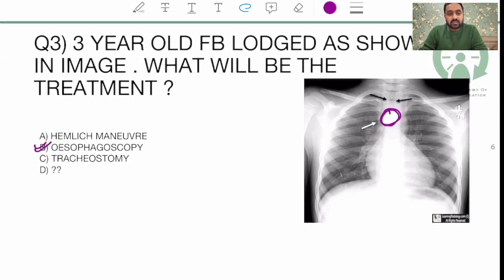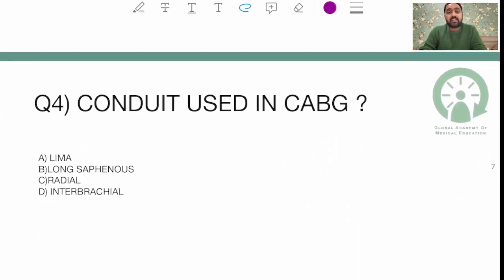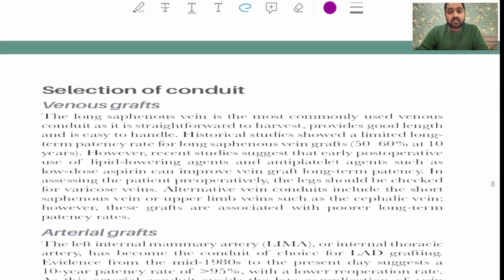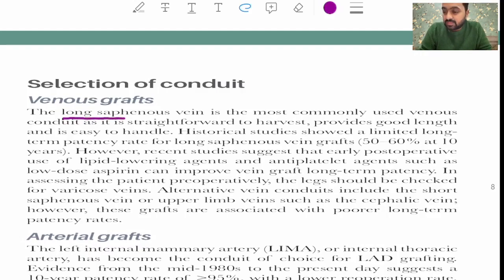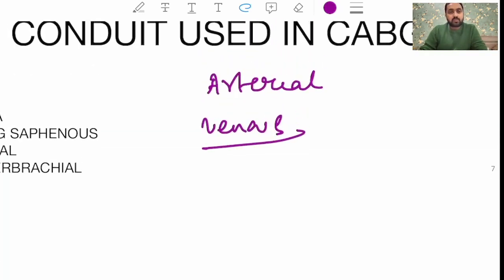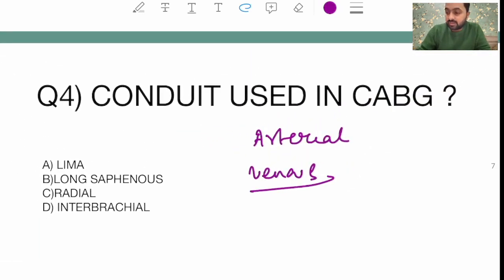Then again a repeat question that was asked regarding the conduit used in CABG. Now there's a confusion whether it was an arterial or a venous graft. If you can see over here the selection of conduit, in case of venous graft, it is the long saphenous vein which is the most commonly used venous conduit, whereas in case of arterial grafts, it is the left internal mammary artery or the internal thoracic artery. So depending upon the question, if it was arterial, then the answer would have been LIMA. If it was venous, then the answer would have been the long saphenous vein.